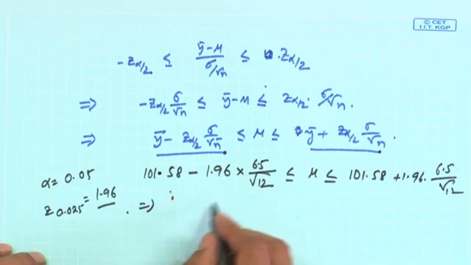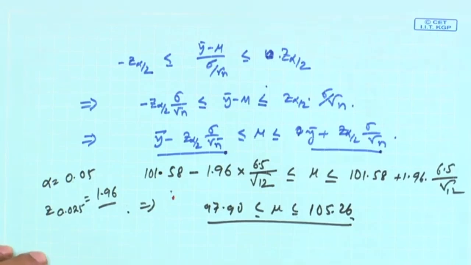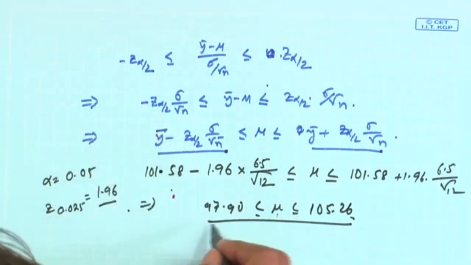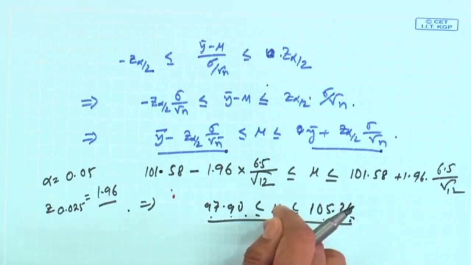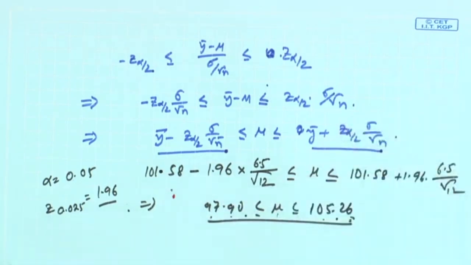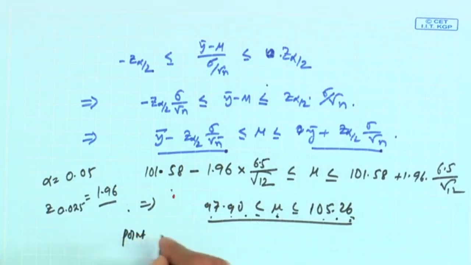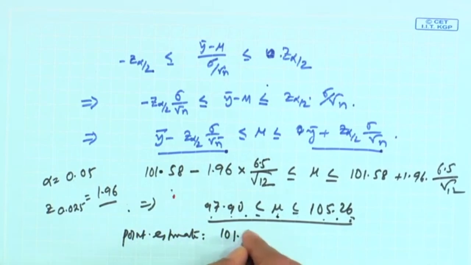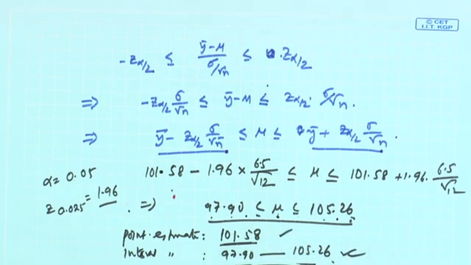This quantity ultimately will give you 97.90 less than or equal to mu less than or equal to 105.26. So this is the confidence interval for mu. What does it mean? This interval, 97.90 to 105.26, contains mu with a confidence of 95%. Okay, this interval contains mu. So what is the point estimate here? The point estimate is 101.58. The interval estimate is 97.90 to 105.26. Now see what happened, this one falls within this definitely. Okay. So this is the concept of point estimation and interval estimation.